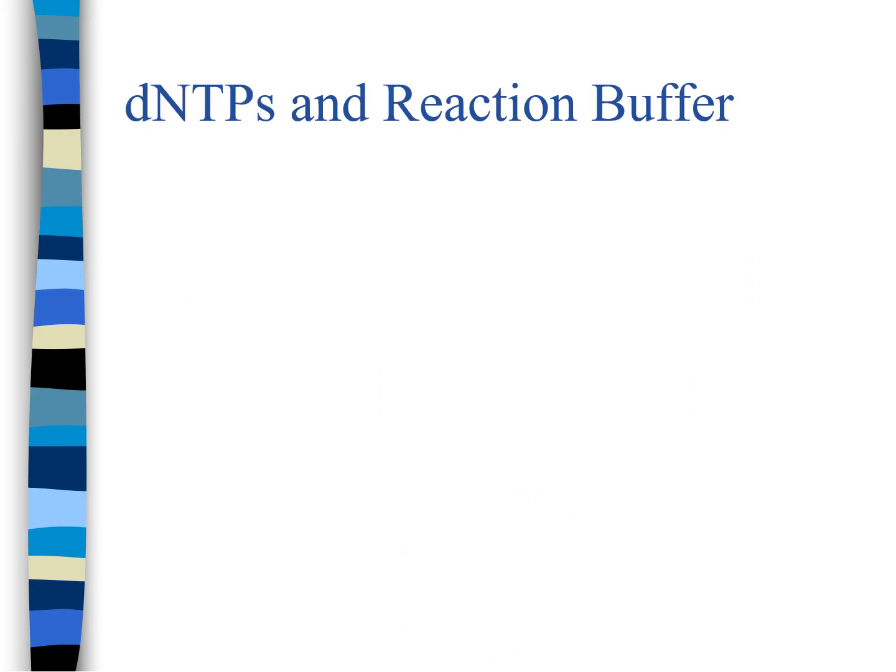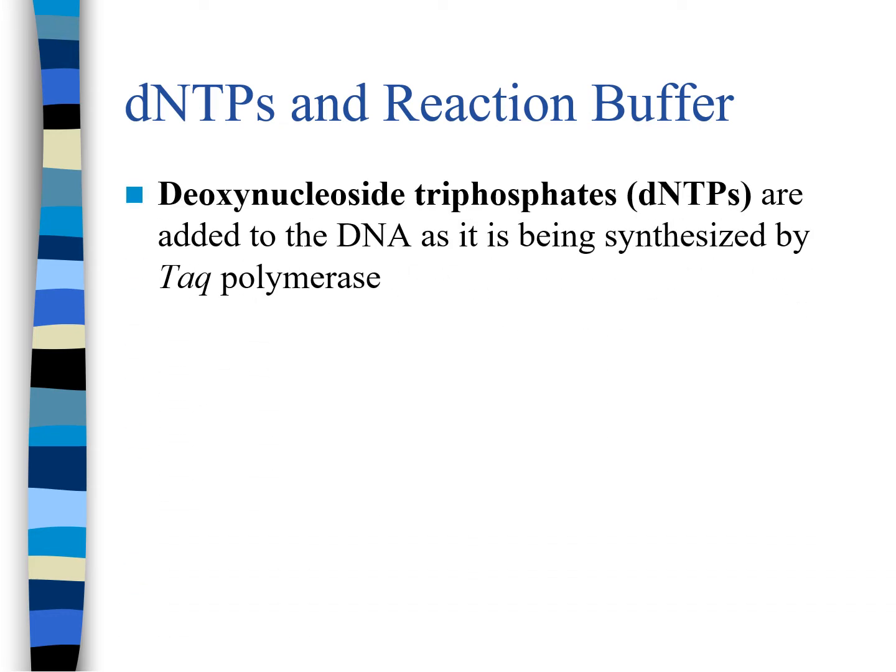What are these building blocks? These building blocks, or bricks, that the enzyme needs to build the new DNA, the billions of copies of the new specific DNA, are called dNTPs. We also need a reaction buffer, the food for the enzyme. dNTP stands for deoxynucleoside triphosphates. These are the bricks, and they're added by the Taq polymerase to the growing DNA.